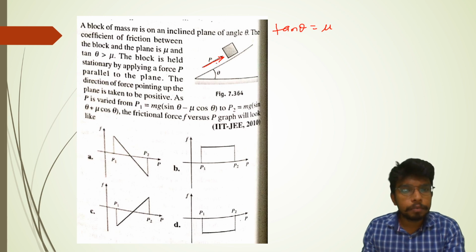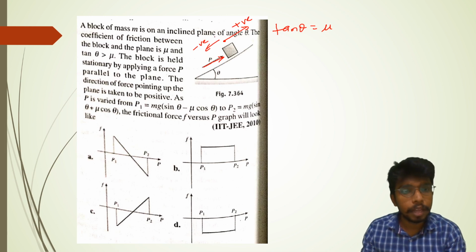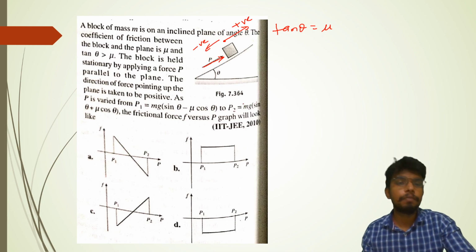Held stationary by applying a force P parallel to the plane, the direction of the force pointing up the plane is taken as positive. This side is positive and the opposite side must be taken as negative. As P is varied from P1 = mg sin theta minus mu mg cos theta to P2 = mg sin theta plus mu mg cos theta, the frictional force F versus P graph will look like.